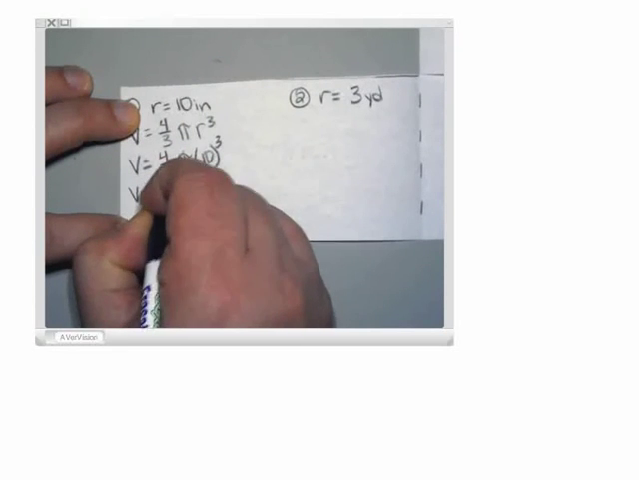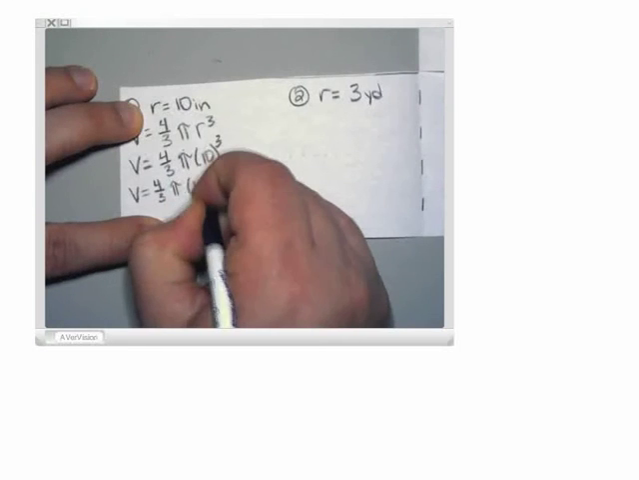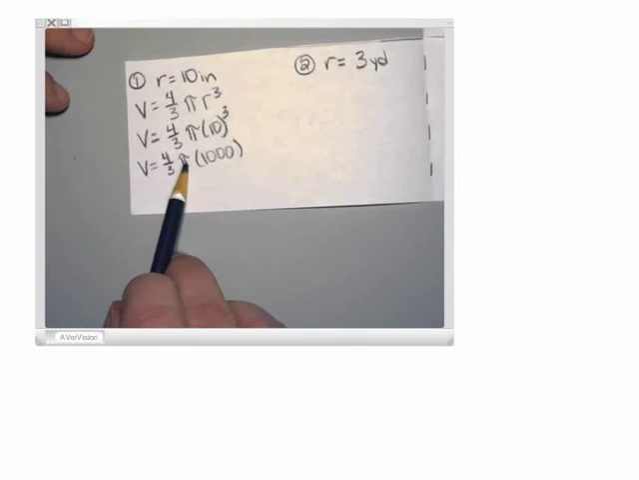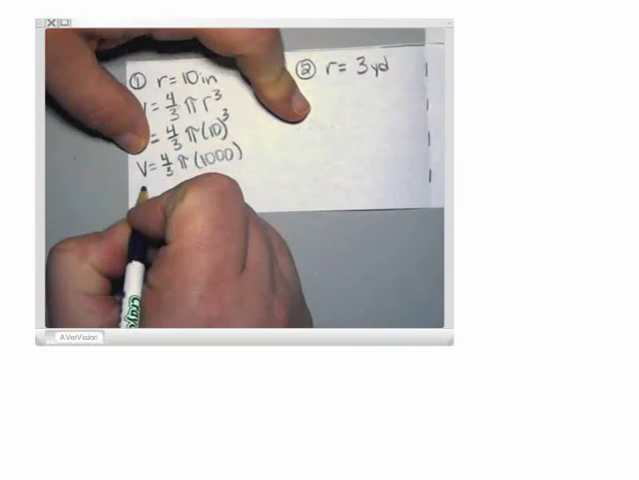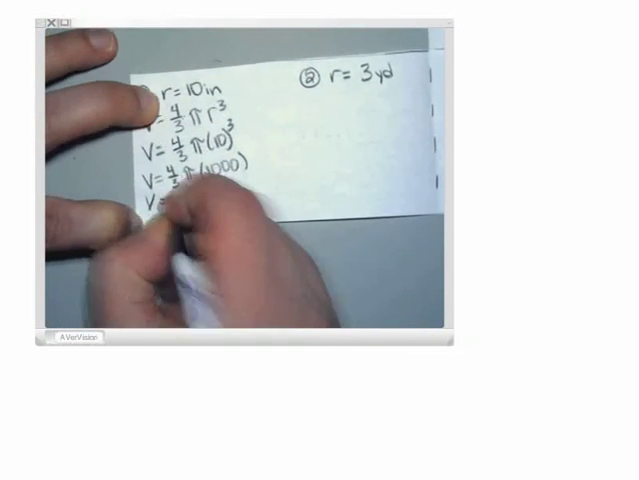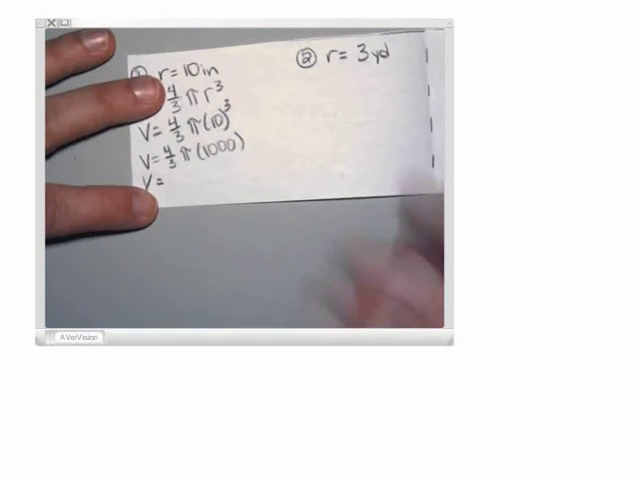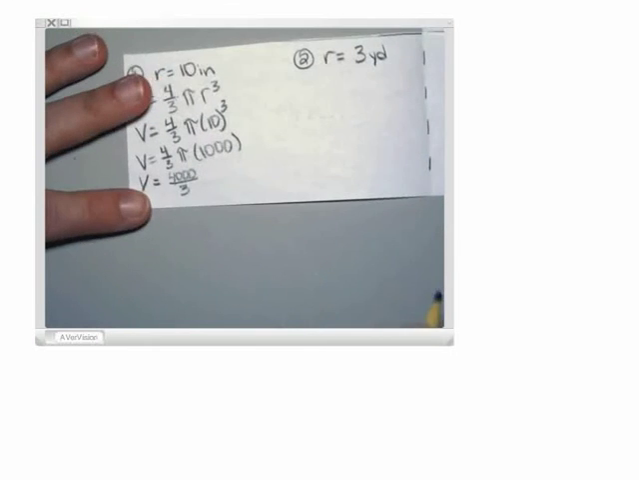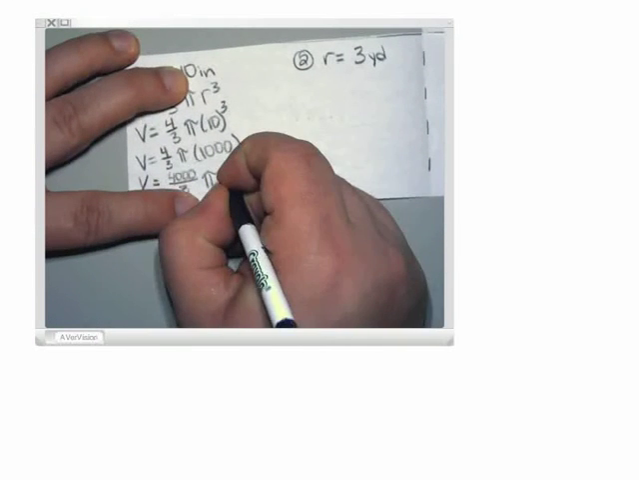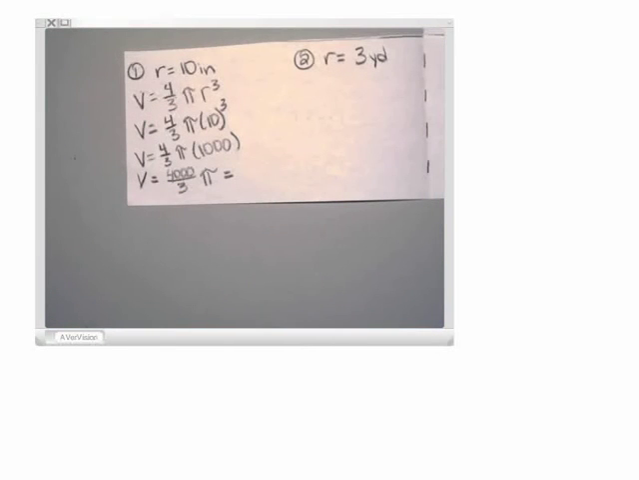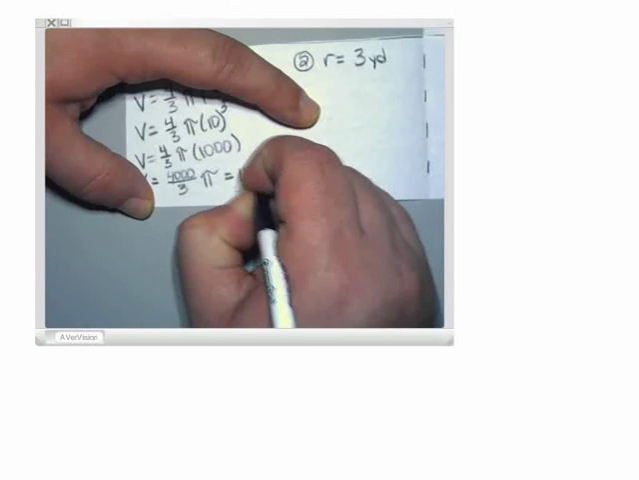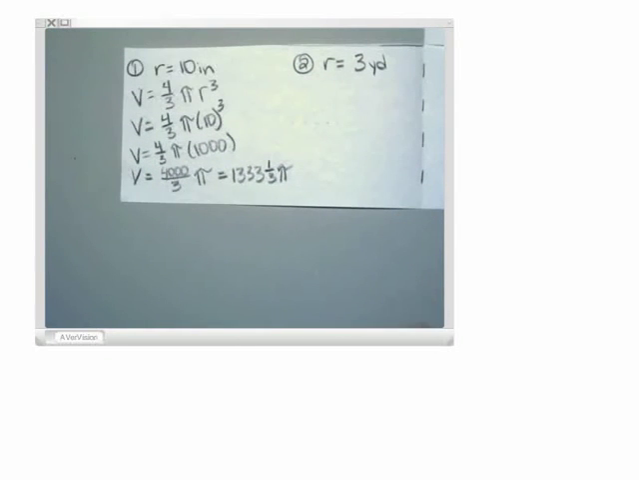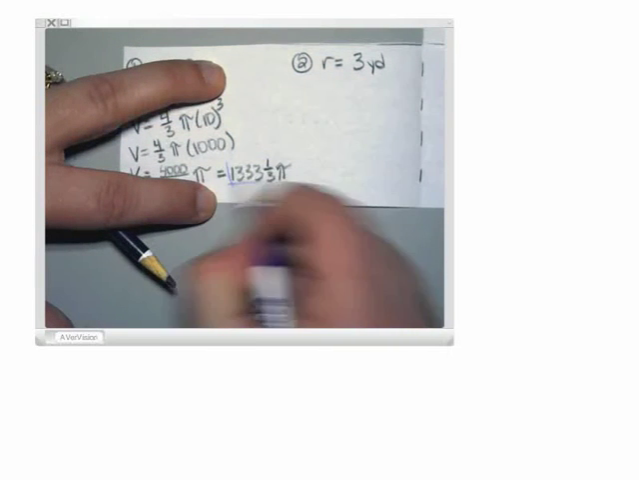So we have 4/3 pi times 1,000. We're going to save pi for last. Okay. So we're going to multiply 4/3 times 1,000. That's just going to give us 4,000 over 3 times pi. And when we simplify that fraction, we get 1,333 and 1/3 times pi. That's our exact answer. That's our most exact answer.